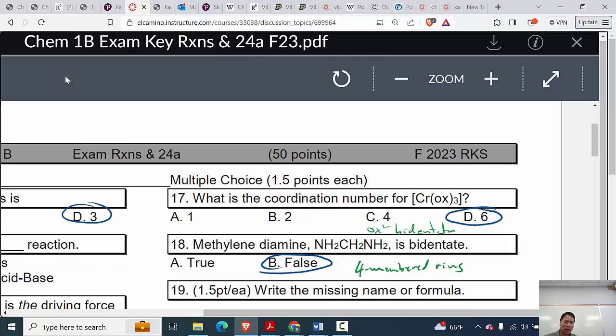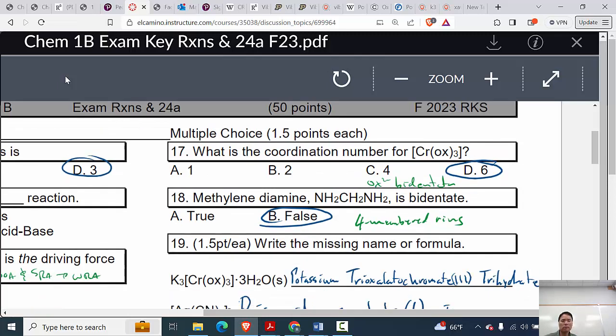How about propylene diamine or butylene diamine? Would those be bidentate? Yeah. So this is just the number of members in the ring here.